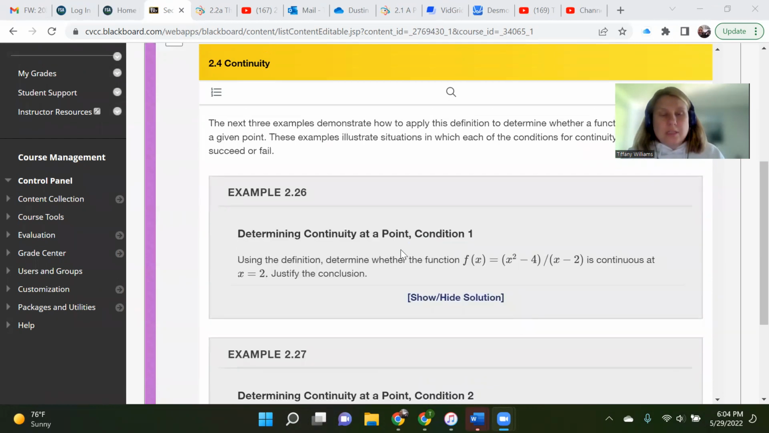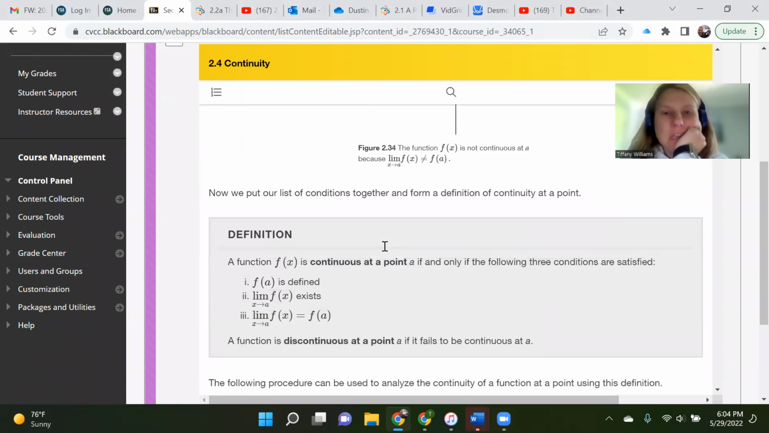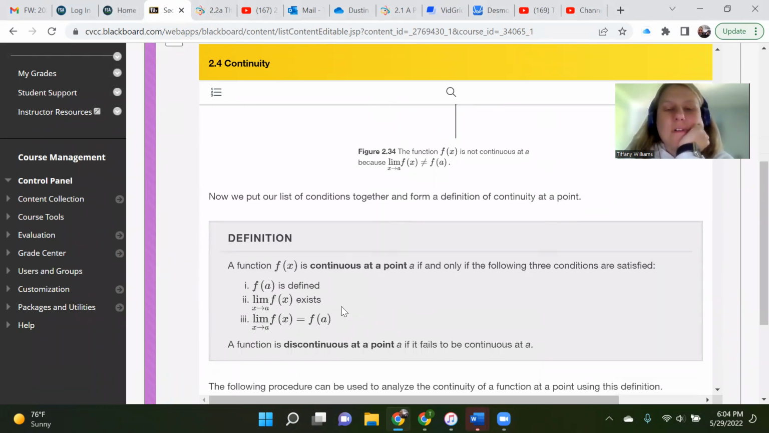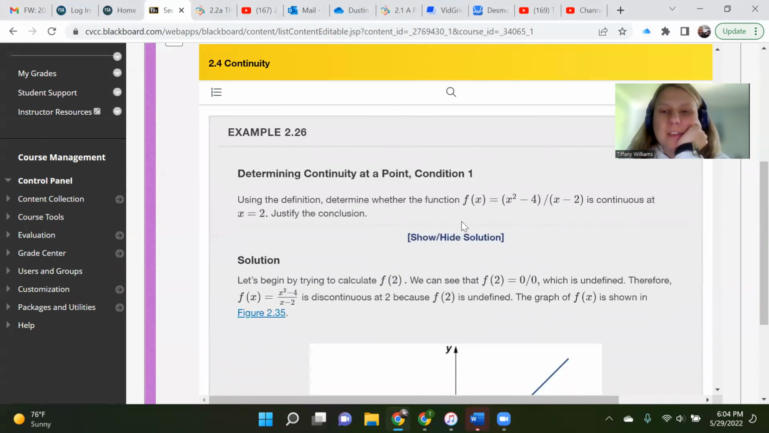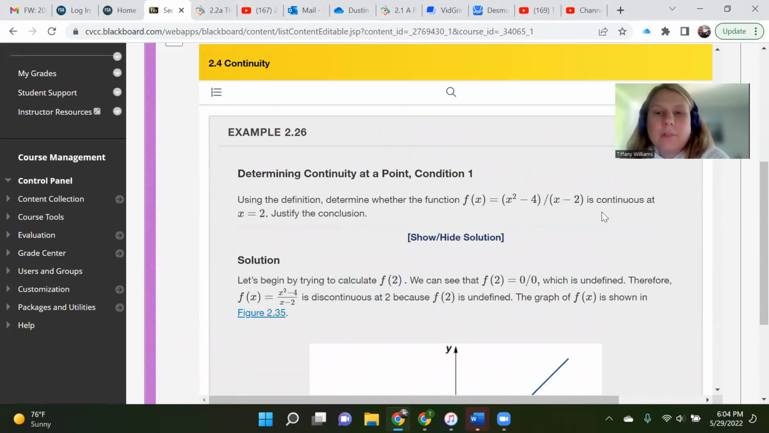So here is the continuity at a point, condition 1. Notice condition 1 is that f of a is defined. They're giving us the function f of x equals x squared minus 4 over x minus 2, and we want to determine, is it continuous at x equals 2? If we plug 2 in, we already see that f of 2 is going to be undefined because that's actually a hole.